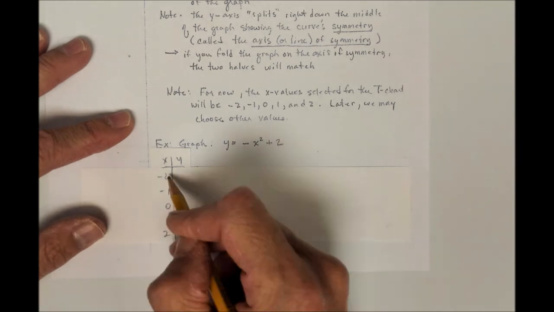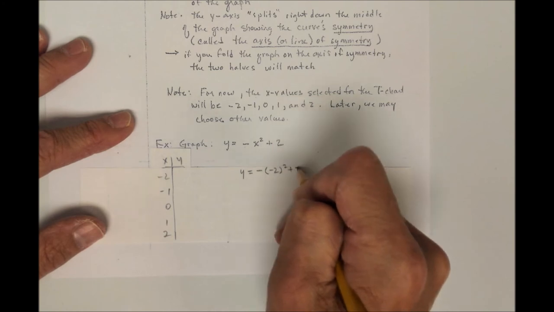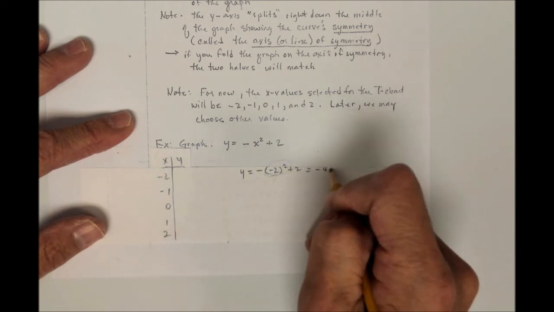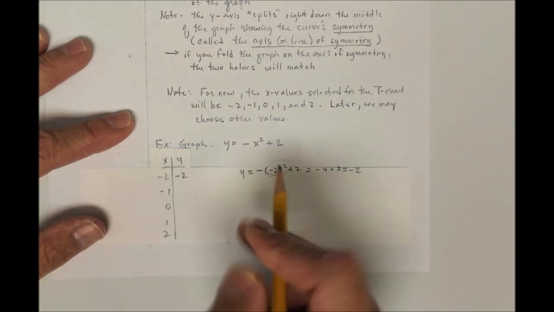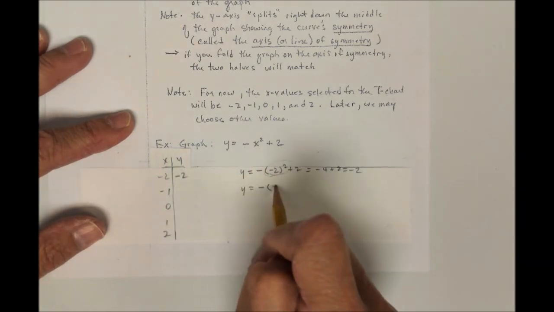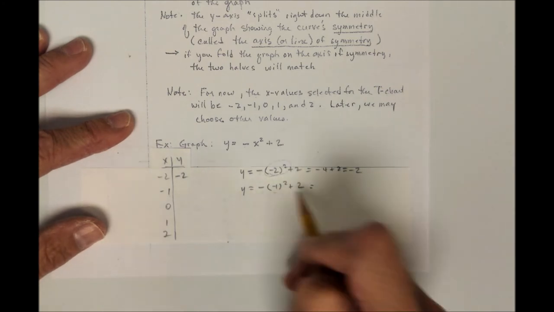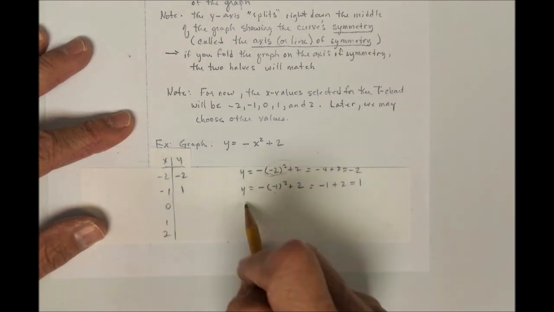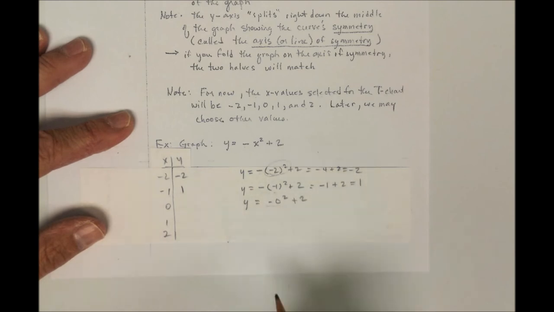So when I plug negative 2 in, I get y equals the opposite of negative 2 squared plus 2. I do the negative 2 squared, which is positive 4. So that's negative 4 plus 2, or negative 2. Then I do the same thing with negative 1. The opposite of negative 1 squared plus 2. Negative 1 squared is 1, so this is the opposite of 1, or negative 1 plus 2, which is 1. And then I plug 0 in. That's always nice, because in this case all that's just 0, plus 2 is 2.